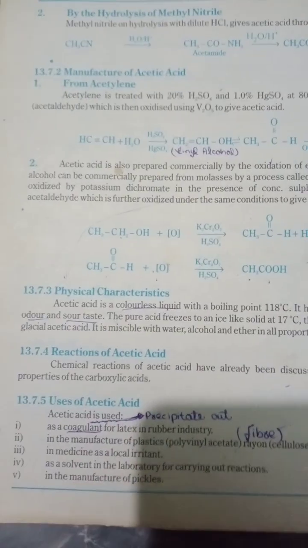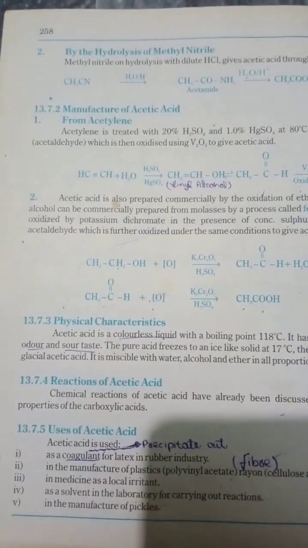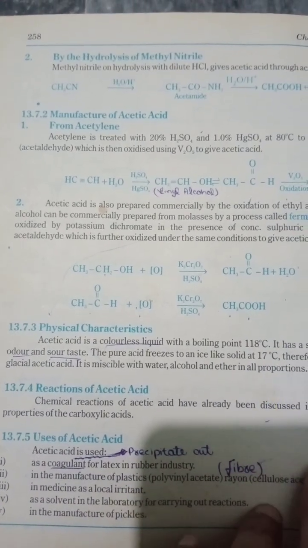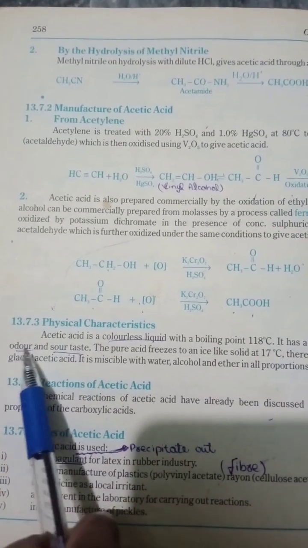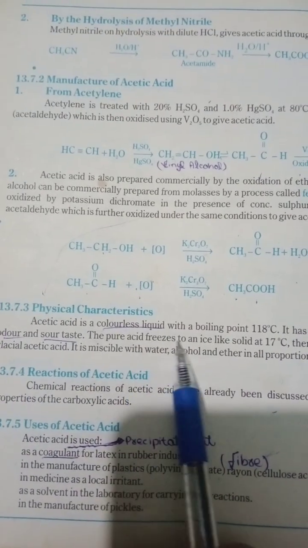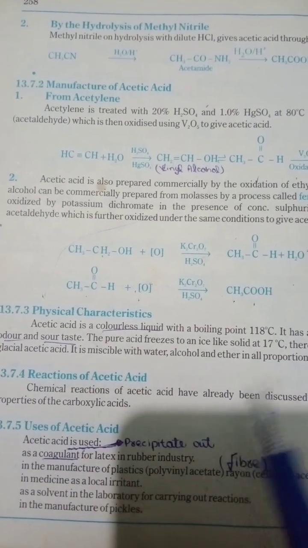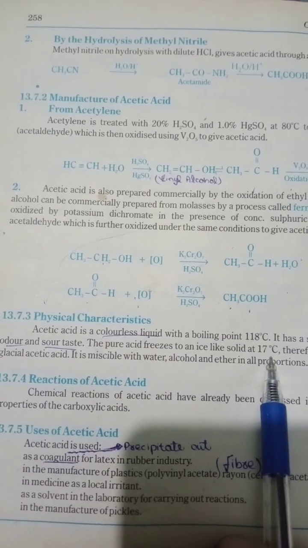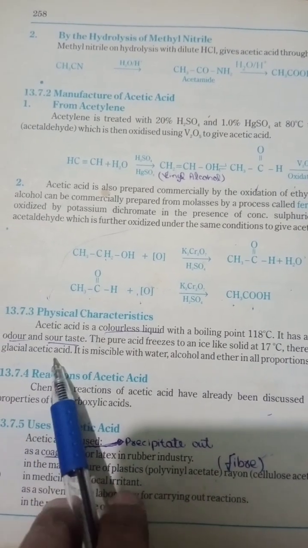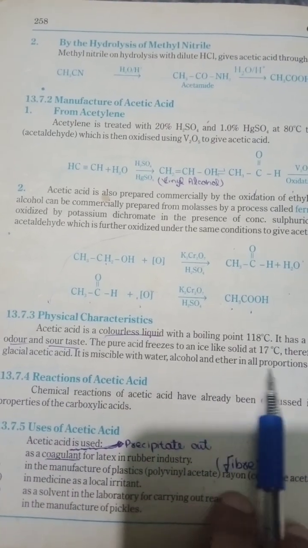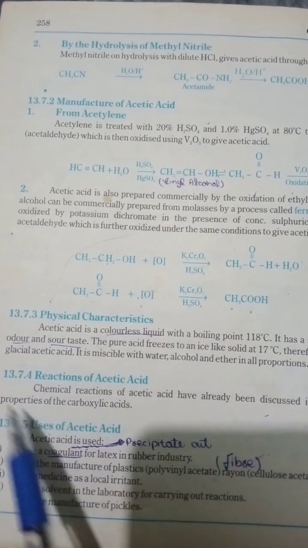And what are the physical characteristics of acetic acid? It is a colorless liquid, and its boiling point is 118 degrees, and it has a strong odor and a sour taste. The pure acid freezes at 17 degrees centigrade. Therefore the pure acid is also called glacial acetic acid. It is miscible in water, alcohol and ether in all proportions.